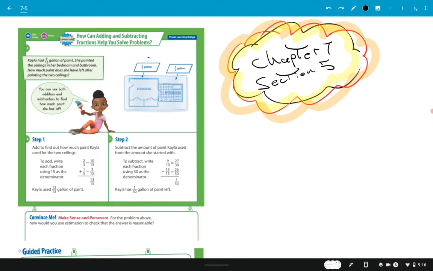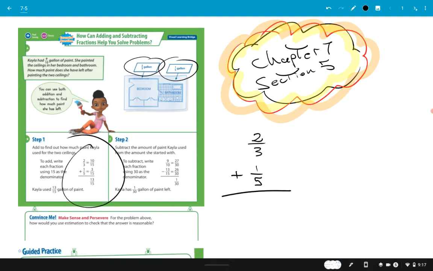If you look at the illustration here, it says 2/3 and 1/5. So the first thing we need to do is add the 2/3 and the 1/5, and you can see that they do that in the example right here. And so what do they get? They get 13 over 15. Now remember, she had 1 gallon. And the denominator represents the whole. So 15 over 15 would equal 1. And so this is how much paint she used.